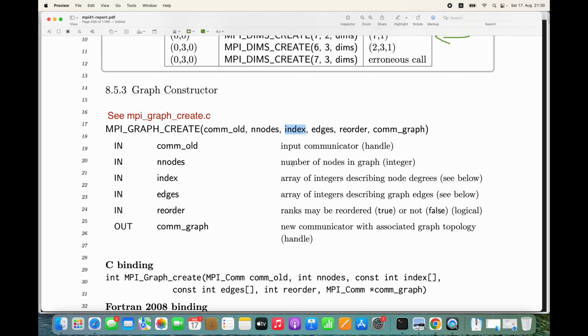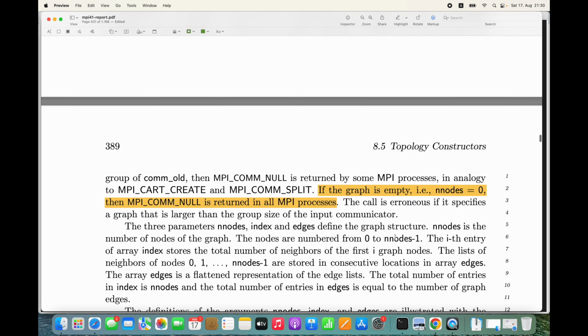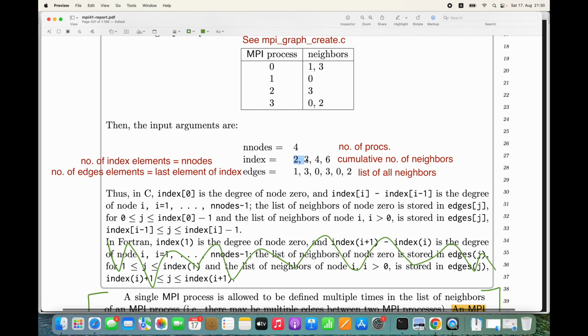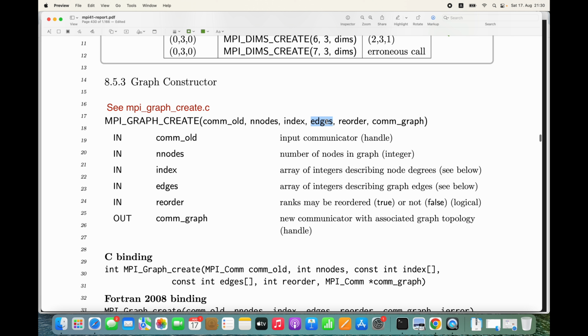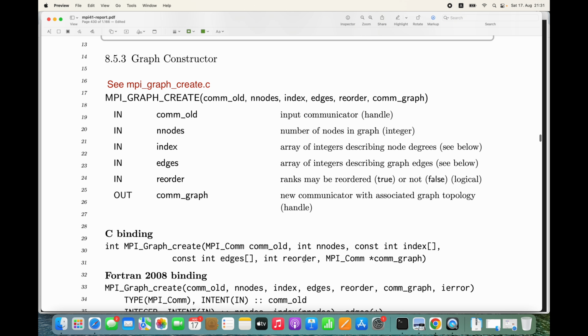Then you have index. Index has a little bit of strange meaning, so maybe we're going to see the meaning of index in a second. Let's not talk about index right now. Edges is basically as obvious as it is: those edges along which we're going to have communication. We have reorder, that is, ranks may be reordered if it's true, and if it's false, it's not going to be reordered. It's a logical one. Edges is an array. Index is an array. What is the size of those arrays? It's not the number of processes. We're going to see it in a second when we see the example.